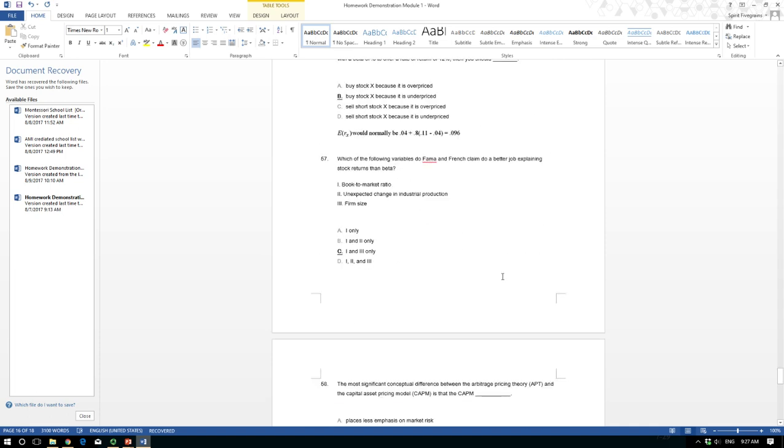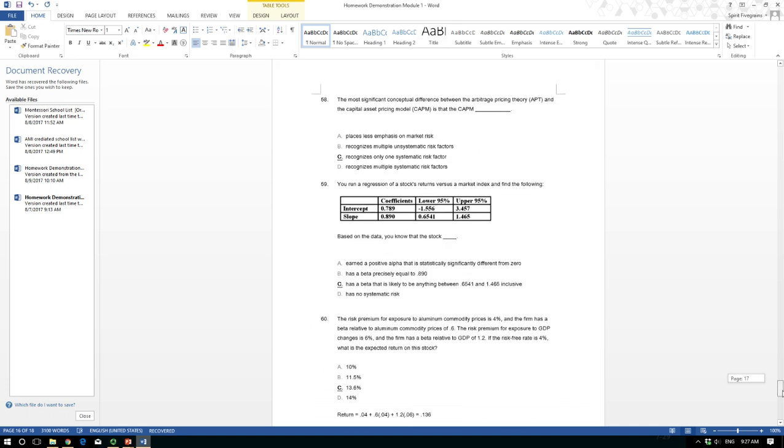Number 57. Which of the following variables do Fama and French claim do a better job explaining stock return than beta? Here it's very simple: firm size and book-to-market ratio. So C is the best answer. Number 58. The most significant conceptual difference between arbitrage pricing theory and the capital asset pricing model is that CAPM recognizes only one systematic risk factor. C.